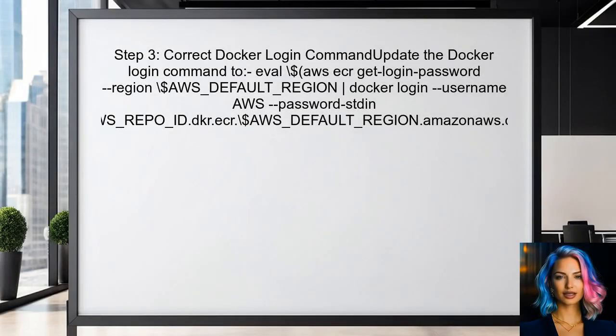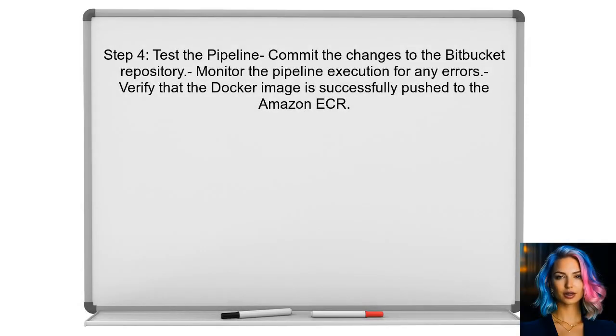Now, let's focus on the Docker login command. The user should ensure that the command is correctly formatted to authenticate with the Amazon Elastic Container Registry. Finally, the user should test the pipeline after making these changes. This will help confirm whether the adjustments to the credentials and login command resolve the authentication issue.